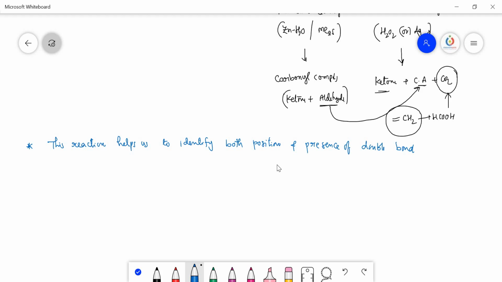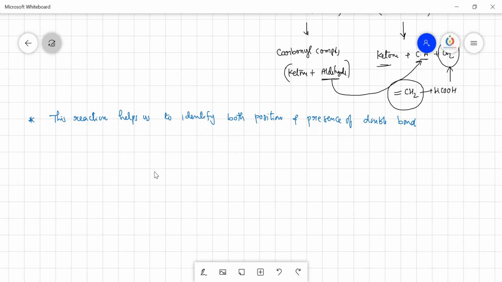So whether a double bond is there or not, or where the double bond is, both can be identified by using this reaction. But in the earlier reaction we discussed, that is bromination, that helps us to identify only the presence but not the position of the double bonds. So I'll take some examples here.